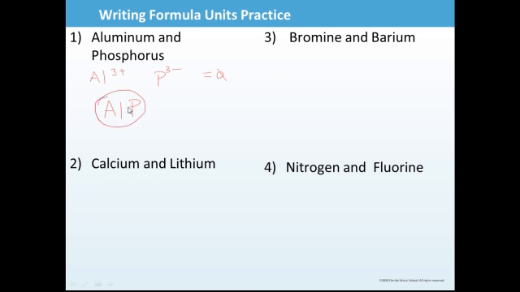Therefore, my formula is Al. Please make sure that the l is a lowercase. It is not a capital L. And then a capital P. Very important that you capitalize correctly for your elements.